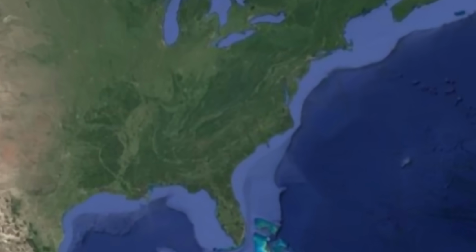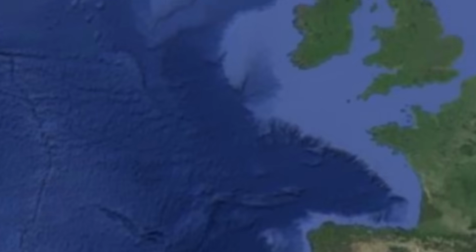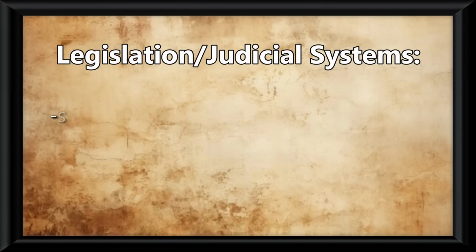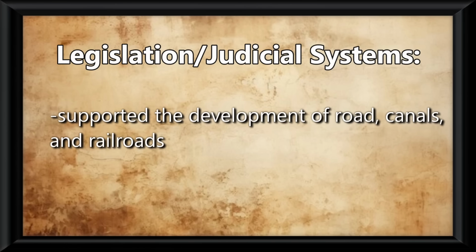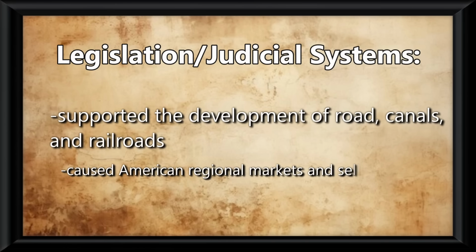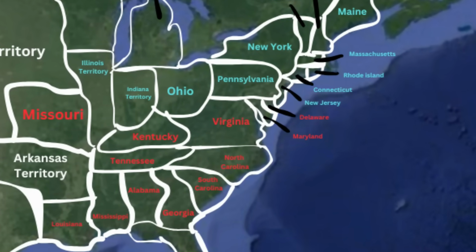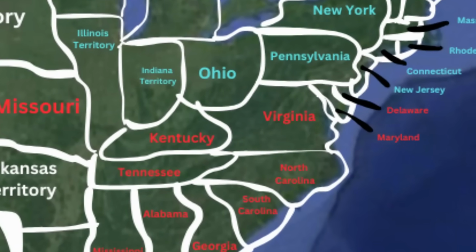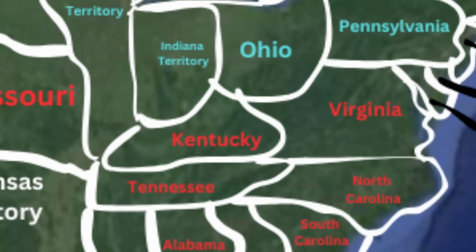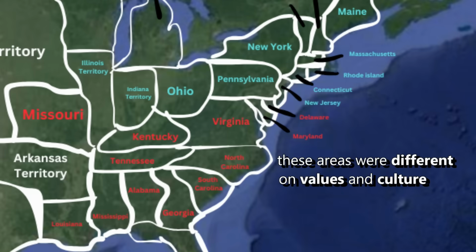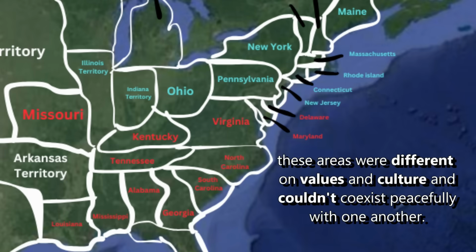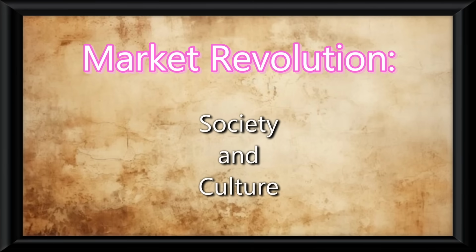Now, of course, the South needed to sell these goods to other countries mostly, but different legislation and judicial systems' support of development of roads and canals and railroads caused American regional markets and selling to grow. This would link the North and the South heavily, but it should still be noted that no matter how much the North and South are connected in this time period before the Civil War, these areas were different on values and culture and could not coexist peacefully with one another. The market revolution would also have a massive impact on society and culture as well, but that is a next video.